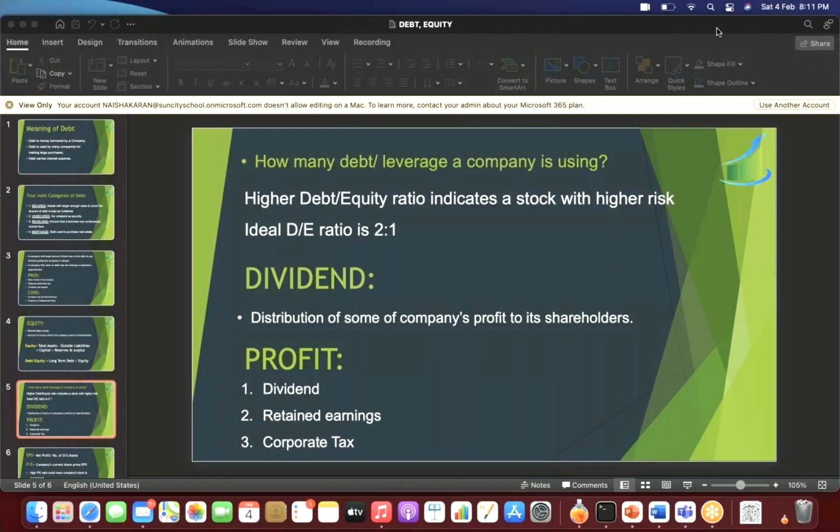So profit consists of retained earnings and corporate tax. Whatever profit the company earns, the first thing given is the tax to the government. That is known as corporate tax. So profit minus corporate tax is left with the company. Out of that, some part is given to the shareholders, which is known as dividend, and some part the company keeps with itself, which is known as retained earnings.